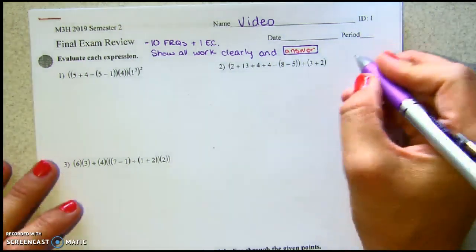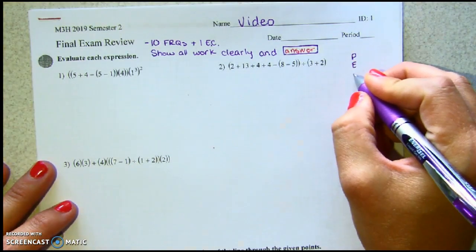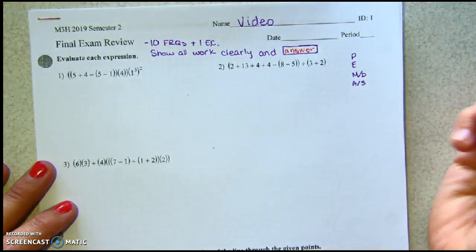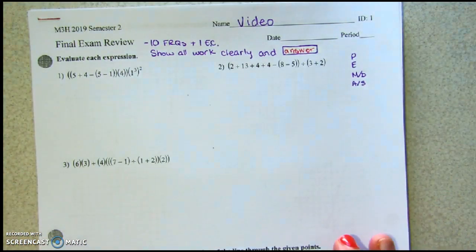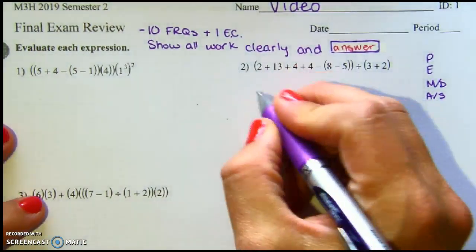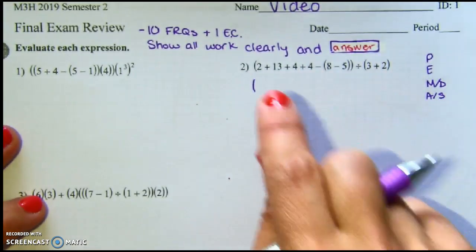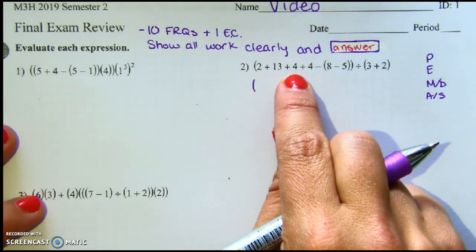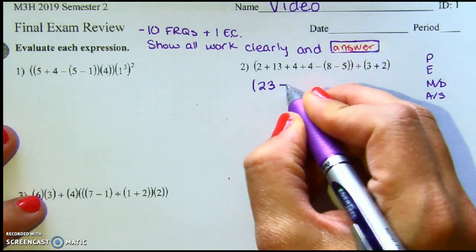Order of operations. You guys remember parentheses, exponents, multiply, divide, and add, subtract. You go left to right. So parentheses means you're going to start with the inside most parentheses. Okay, we can add these without affecting PEMDAS. So we could do 2 plus 13 is 15, plus 4 is 19, plus 4 is 23, and then something funny happens, so I'm going to leave that.